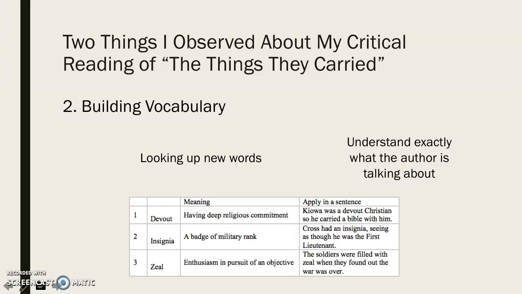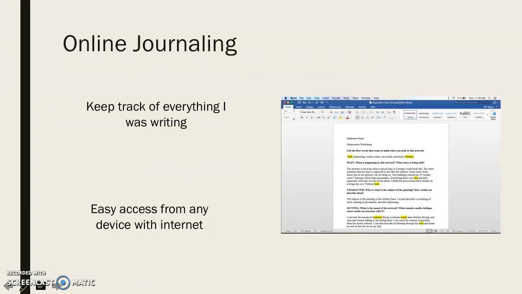I will look up words I do not know and have a good understanding of what the author means. One of the digital tools that we used this semester was online journaling. This helped me a lot because I was able to keep track of everything I was writing for this course. Sometimes when I am journaling on paper for myself or for another class, it is easy to lose track of where everything is because papers can get misplaced easily.